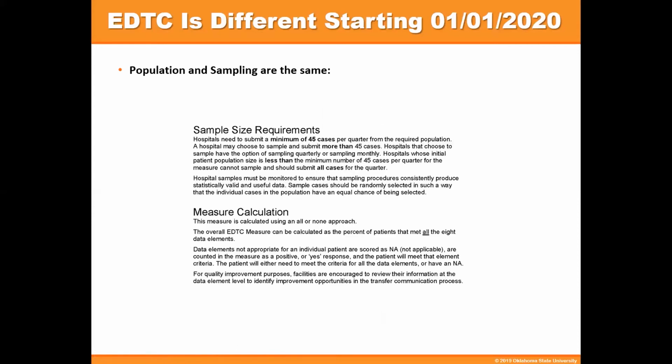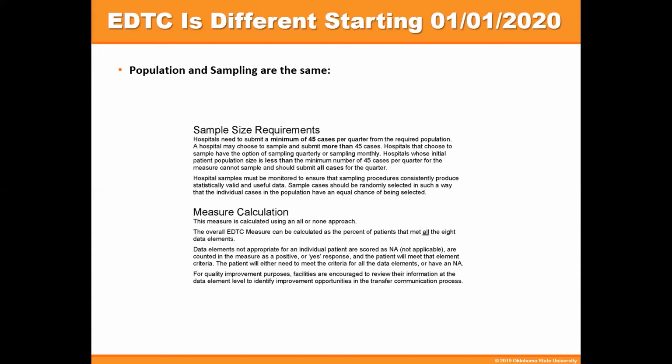Our sample size requirement: if you have 45 or fewer transfers out of your ED per quarter, you'll need to report on all of those transfers. If you have 46 or more, you'll need to submit at least 45 records. If you recall, we've changed our form, and so now you can enter in your number instead of selecting the number. If you wanted to report on 100 per quarter, you definitely can.